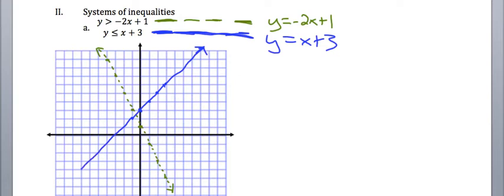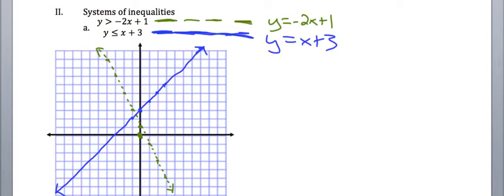Now, for each of these lines, that's not it, okay? Because all I did is graph if it were equal to. Now, if I want to figure out which half of my line, let's look at the first one, has y values that are greater than negative 2x plus 1, I'm going to do a test point. I'm going to draw a big green dot right now on 0, 0. That's the point I'm going to test.